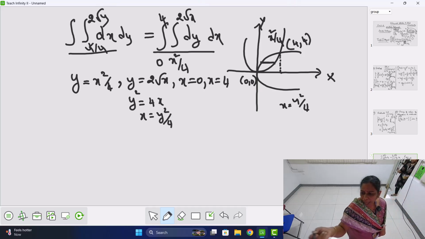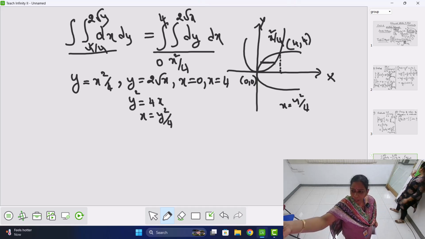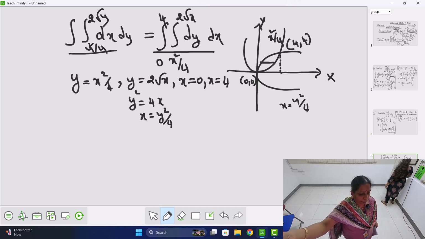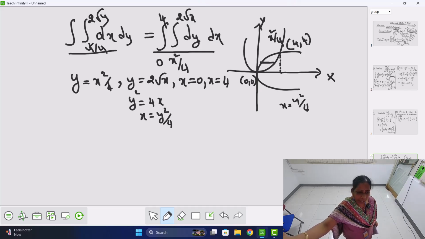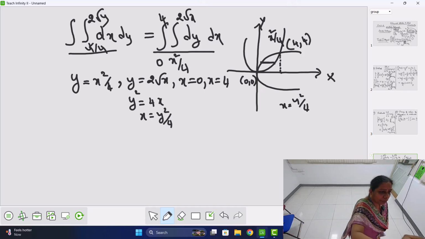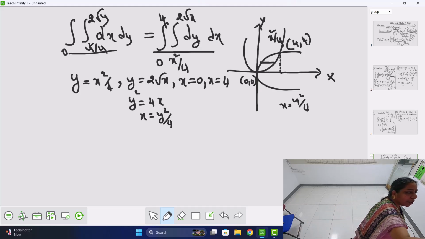Next, similarly, I have to draw the strip moving from lower bound to upper bound. So if I move from lower bound to upper bound, what will be the length? At the lower bound, I can find 0. Upper bound, I can find the limit as 4. For whom? For y limit. I'm talking about y limit. In order to find the y limit, I have to draw the strip moving from lower bound to upper bound. So 0 to 4. Only in this way you have to find the limits whenever you are changing the order.